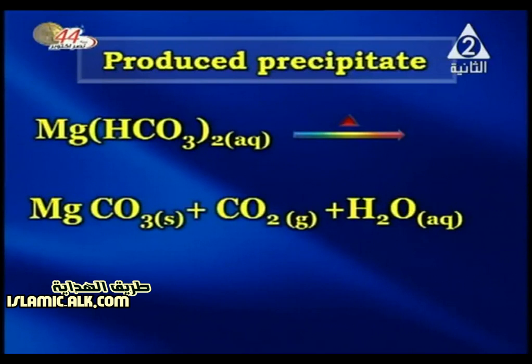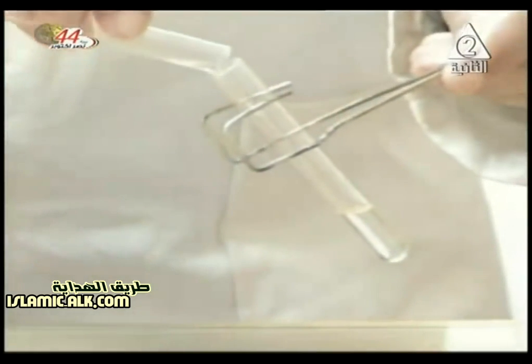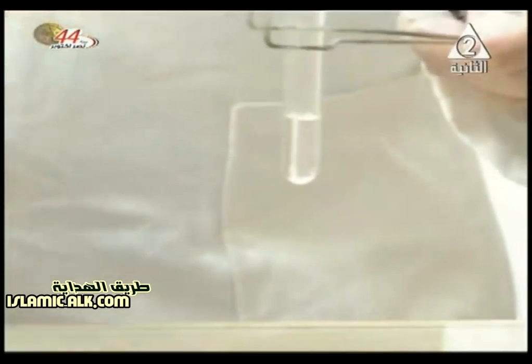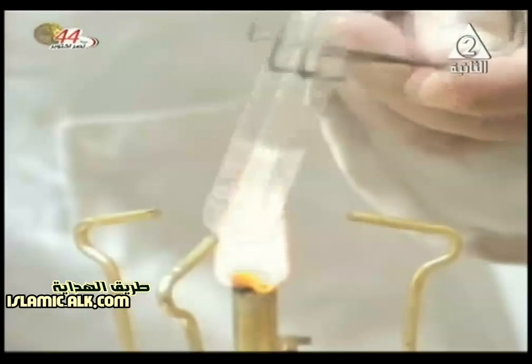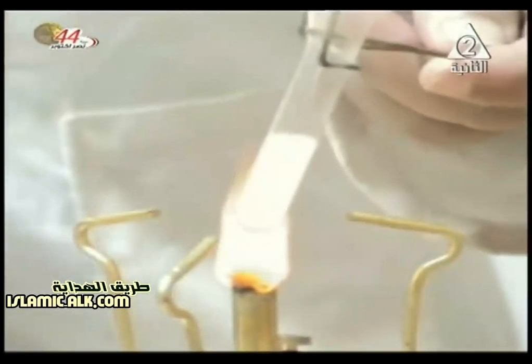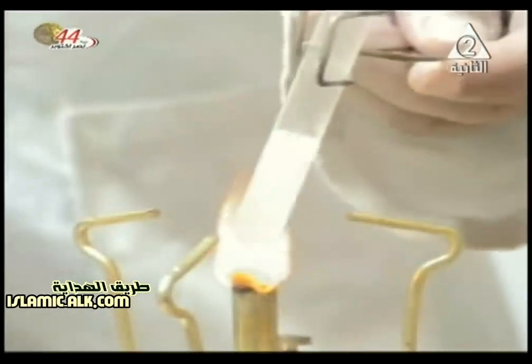So the animation will show the reaction. Now, on adding the magnesium sulfate solution on the bicarbonate salt, it doesn't give any precipitate, but by heating, the carbonate is formed, which is insoluble, so the white precipitate appears after heating.